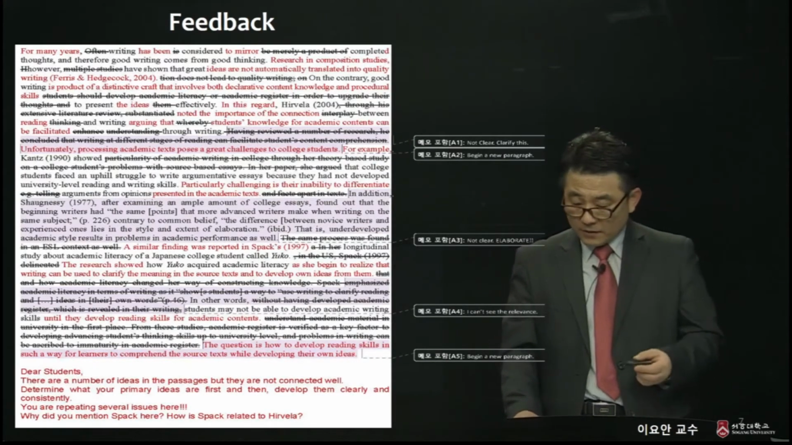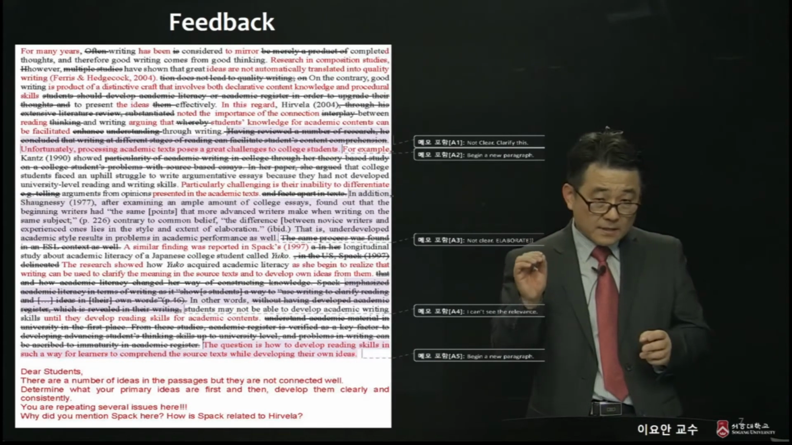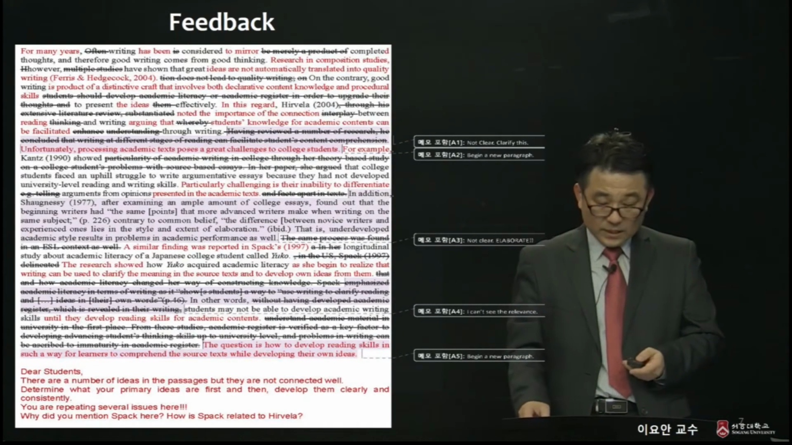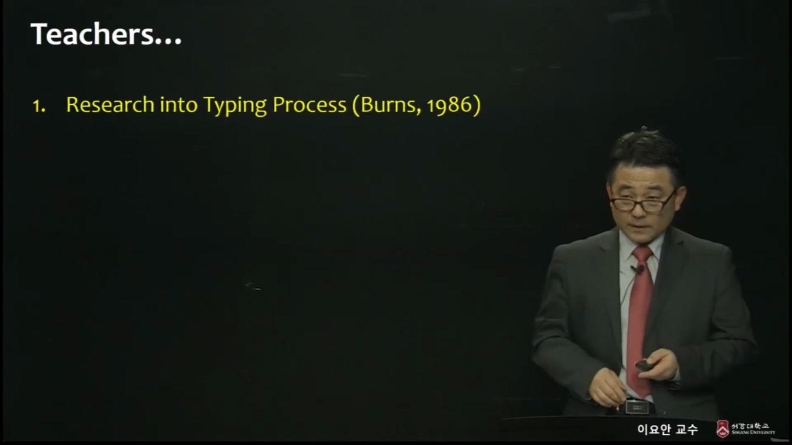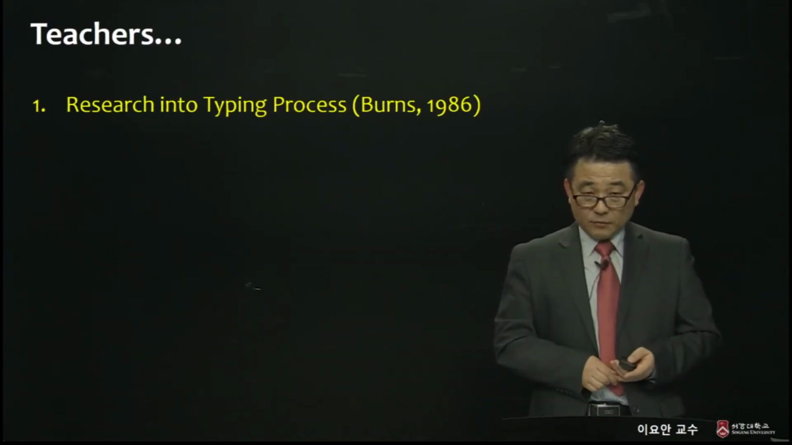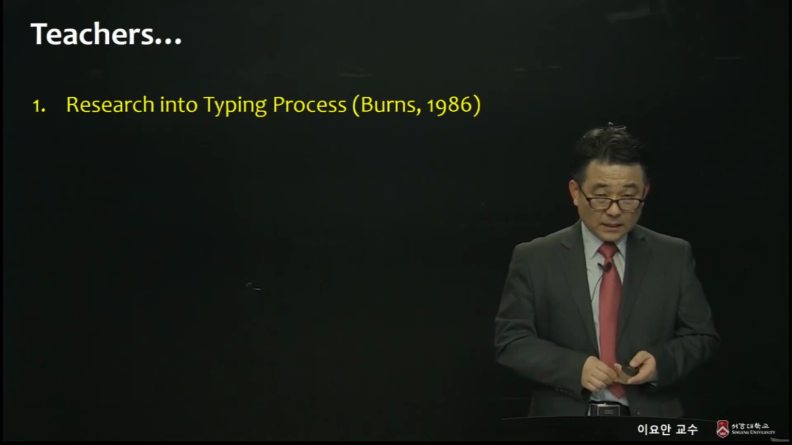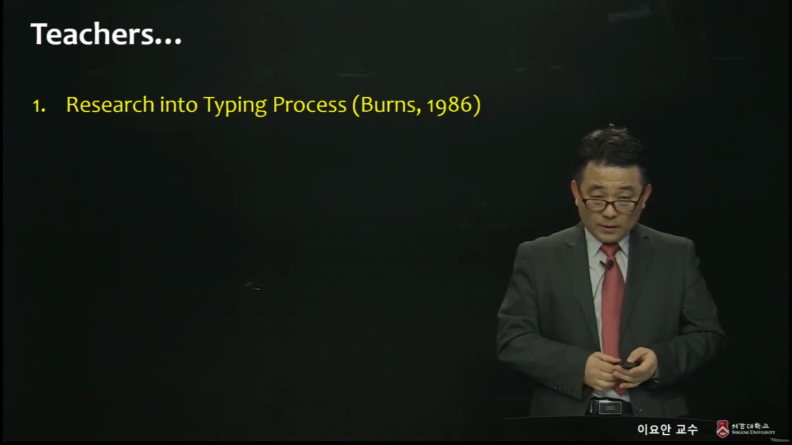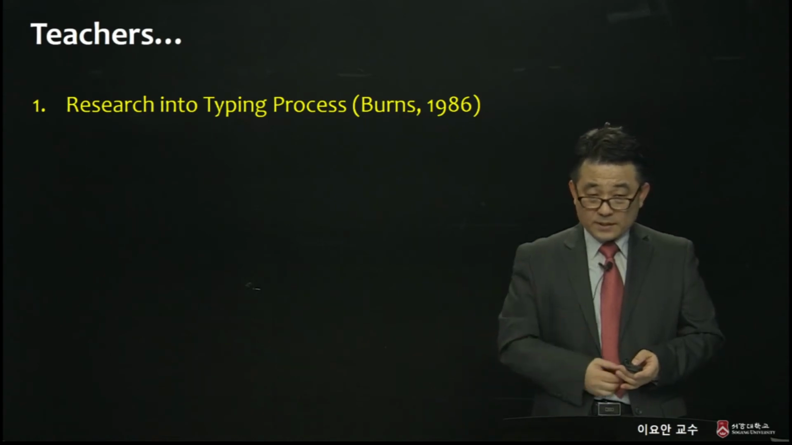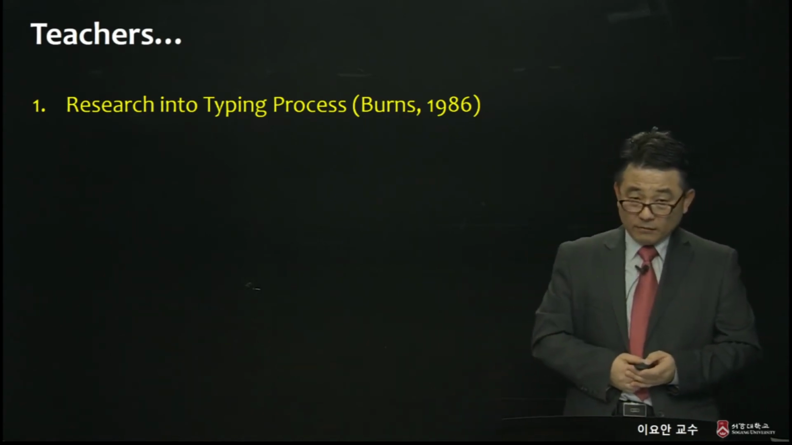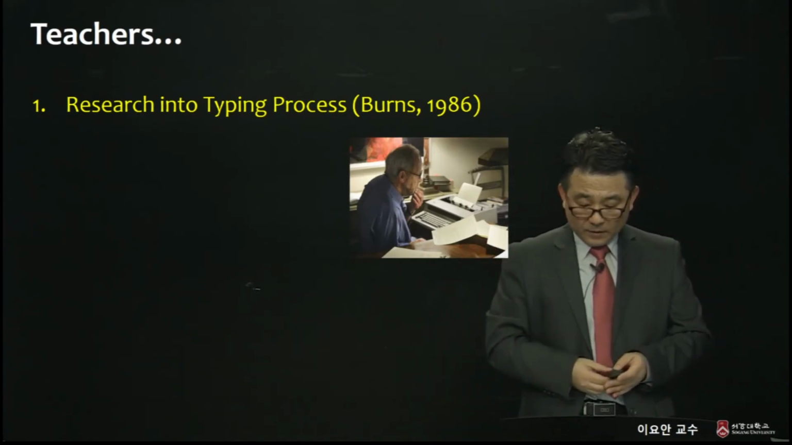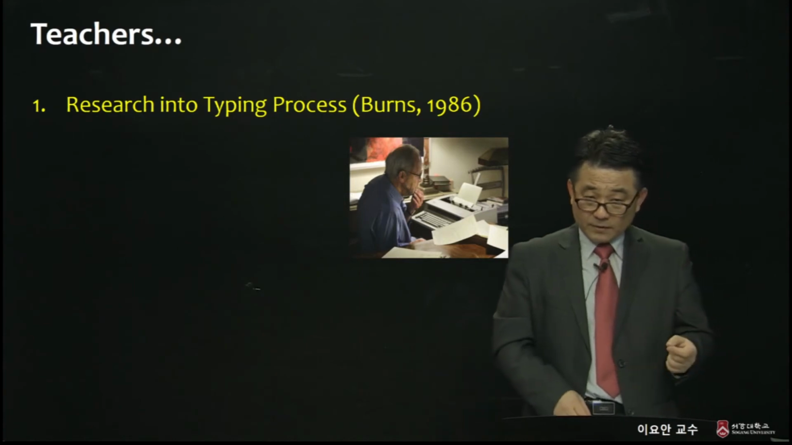And also this tells us the difference between what readers think and what writers think. There's some interesting research that shows the difference. In 1986, the researchers named Stacy Burns at UCLA examined the writing process. At that time, a personal computer was not widely available, so people used a typewriter like this. So you can imagine the writing process here.